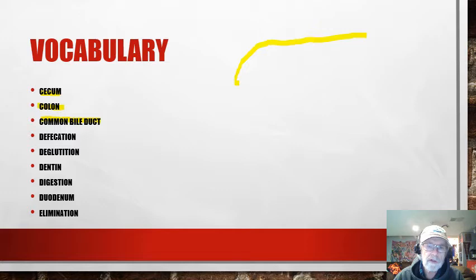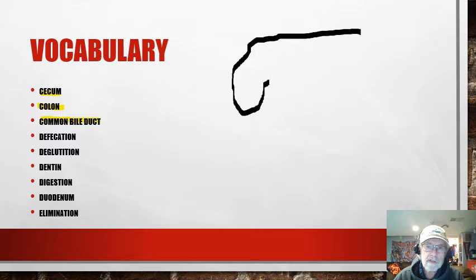Let me use a different color. Okay, let me try drawing a liver. Let's say this is the liver, like this. It sits like that. And then the bottom of the liver is my gallbladder. My gallbladder is stuck to the bottom of the liver right here.